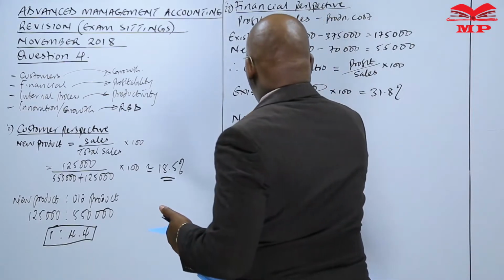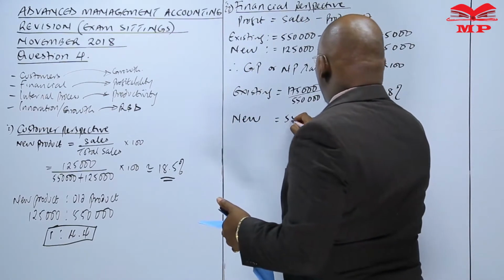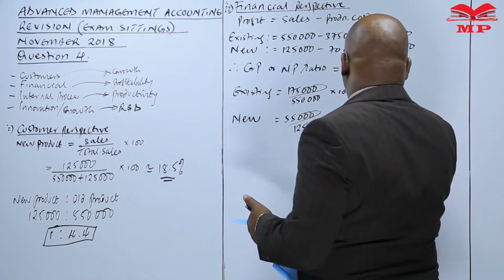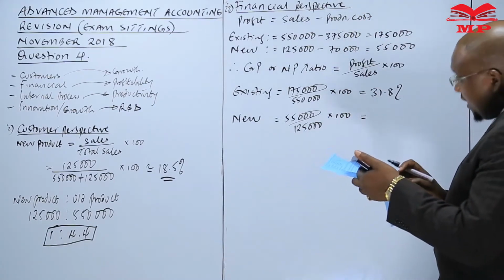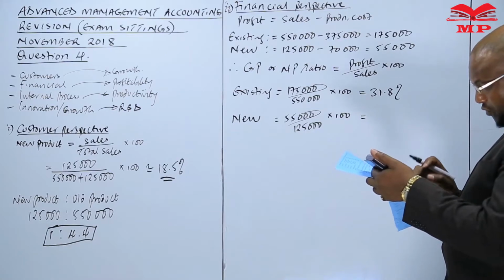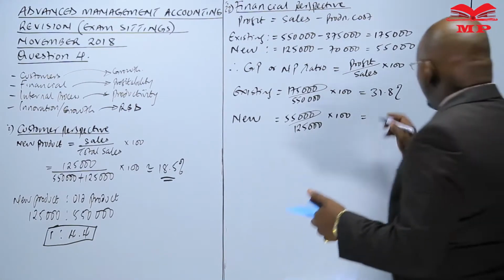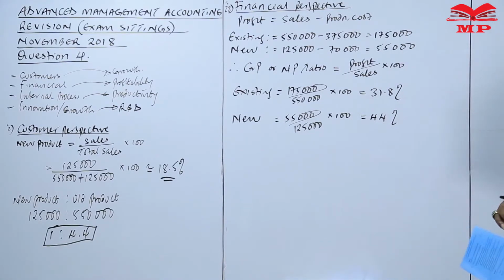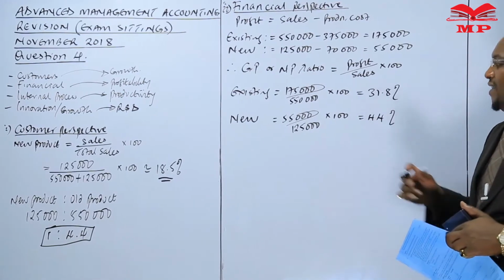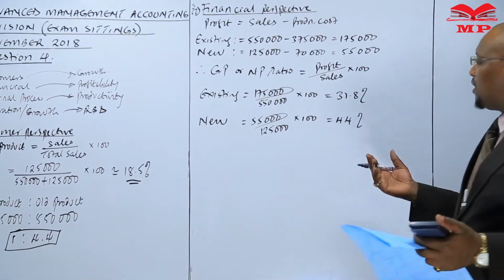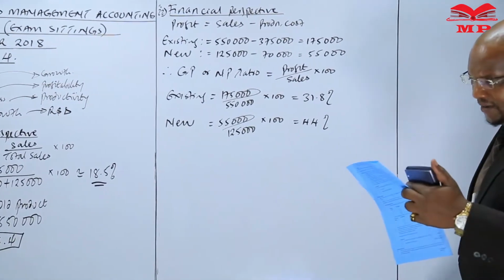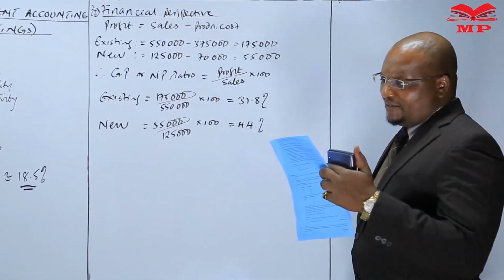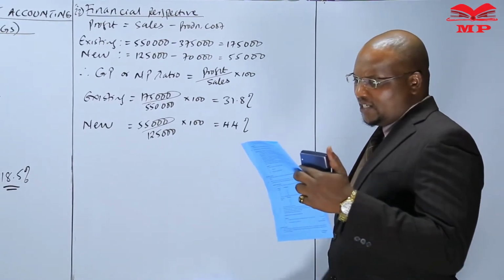But the new, it is 55,000, the profit, divided by the sales, which is 125,000, times 100. This will be 55 divided by 125 times 100, 44. So you may want to say that the new product has a higher margin than the existing one because it has 44, while the existing has 31.8%. So that is how we can compare the financial. We do not have any other, because financial is about profitability, and we have one type of cost and one type of income, so that is enough.